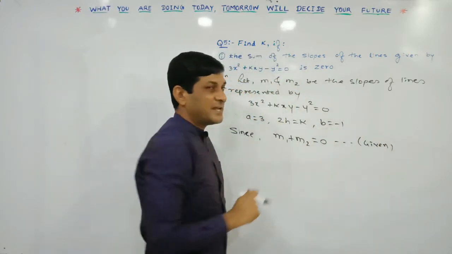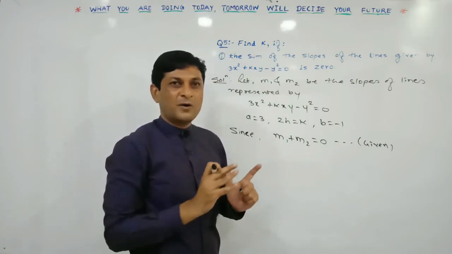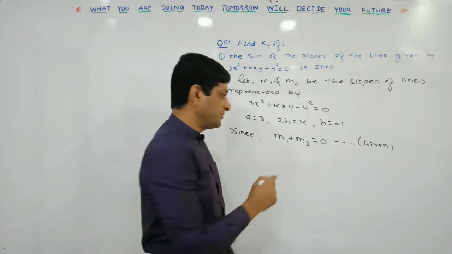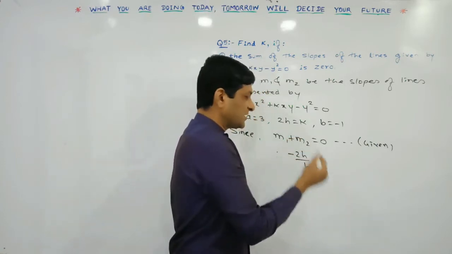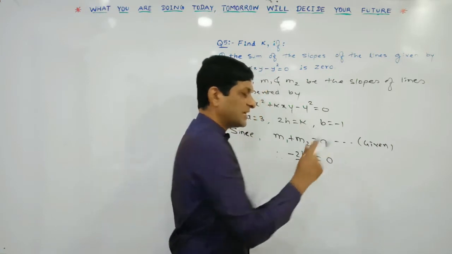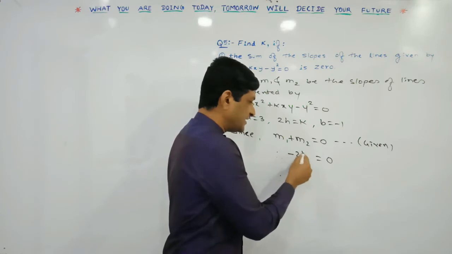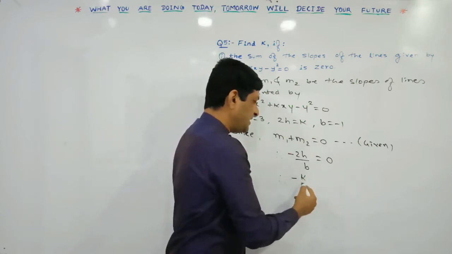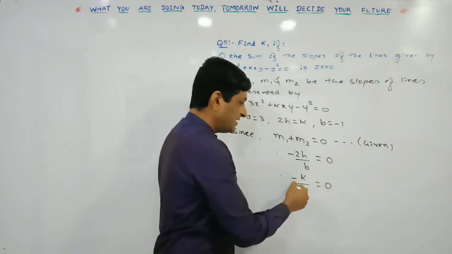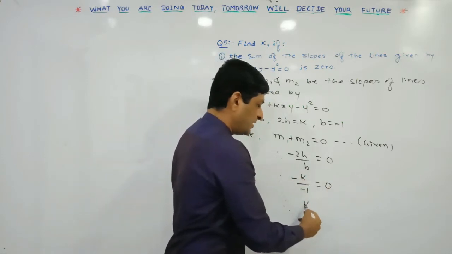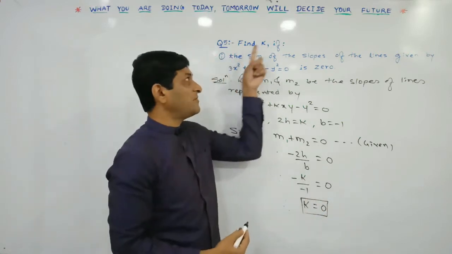The slopes we have denoted by m1 and m2, and it is given that the sum of the slopes is equal to 0. But we already have a formula to find the sum of the slopes. What is that formula? Minus 2h upon b. We know that m1 plus m2 is minus 2h upon b, and on this side 0, keep it as it is. So, minus 2h by k, and b we replace by its value minus 1, is equal to 0. So the minus will get cancelled, k upon 1 is k, so k is equal to 0. In this way we have got our required value k.